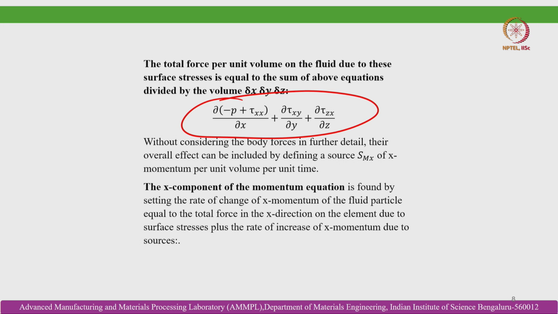So the x momentum equation is found by setting the rate of change of x momentum of the fluid particle equal to the total force in the x direction on the element due to surface stresses, plus the rate of increase of x momentum due to sources.